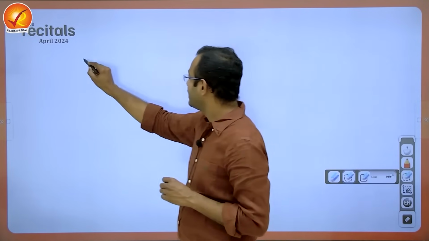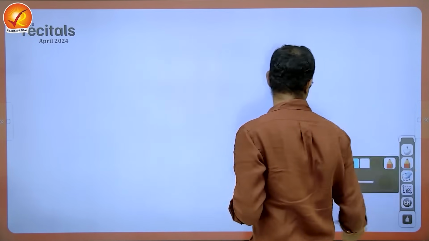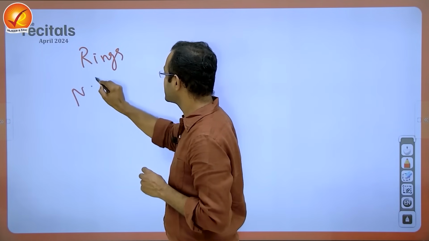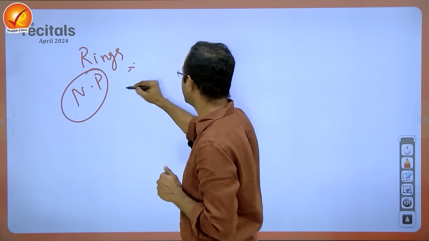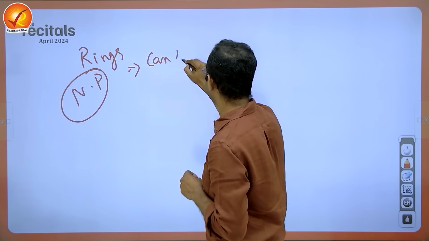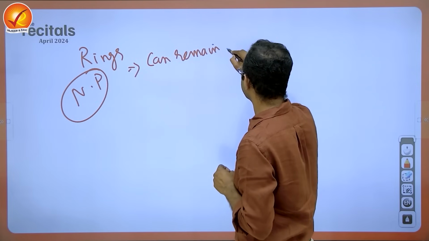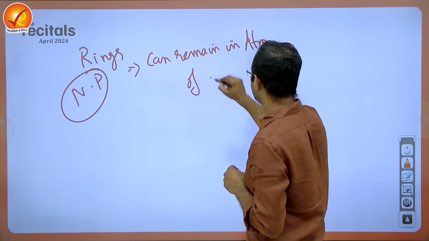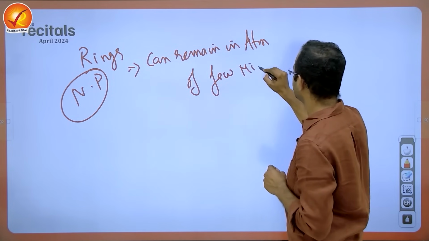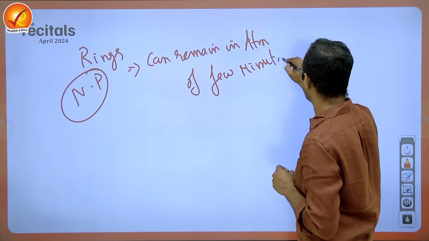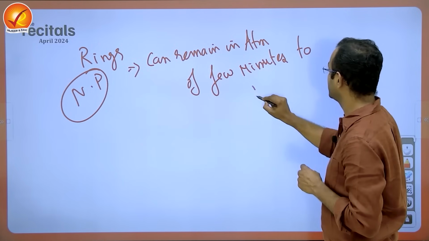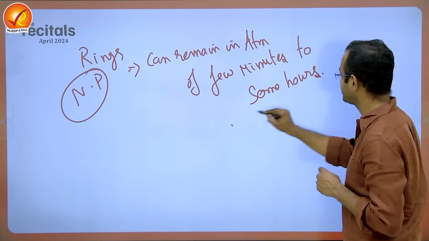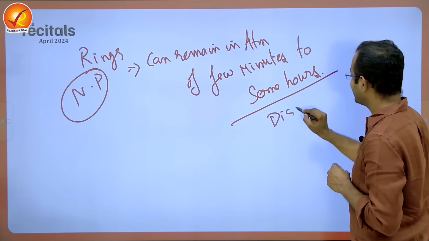Right? And the rings that are formed, the rings which we already discussed, it's a natural phenomena. The rings that are formed can remain in atmosphere for few minutes to some hours. After that, it disintegrates.